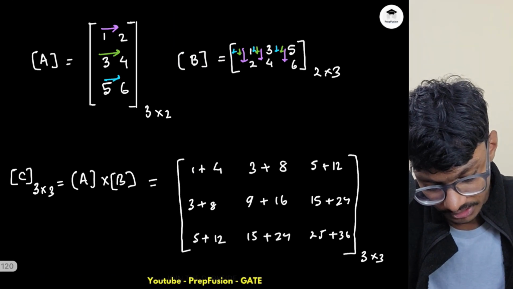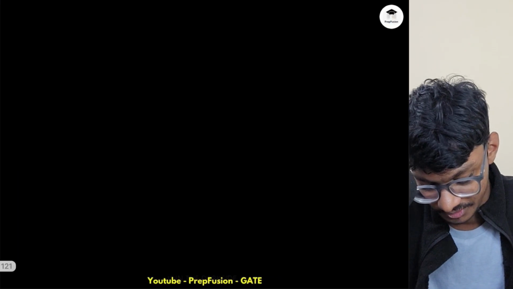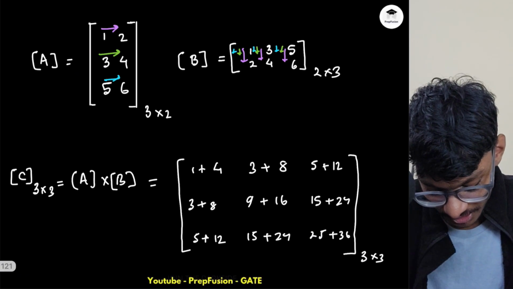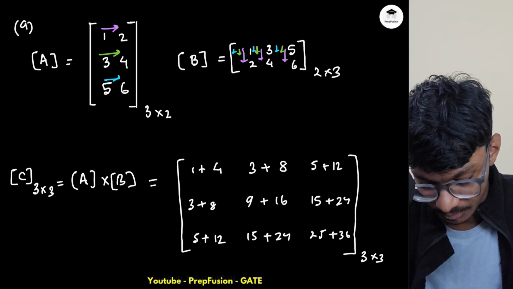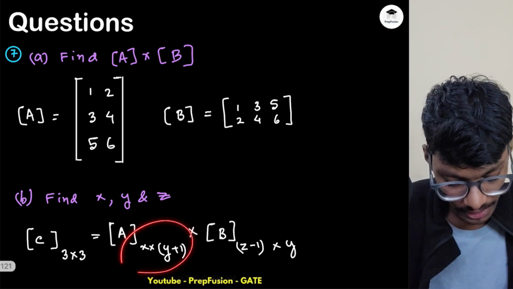So the resultant, you can do it. I'm not doing it, you do it. Few things you should do. So this is the A part, and what is the B part? The B part is telling us to find X, Y, and Z.